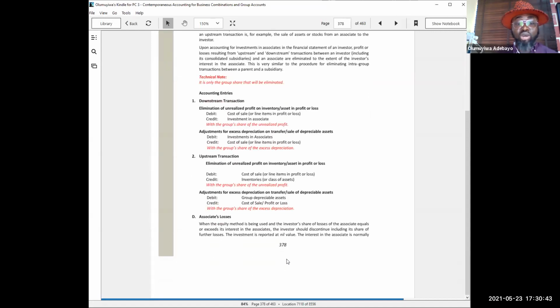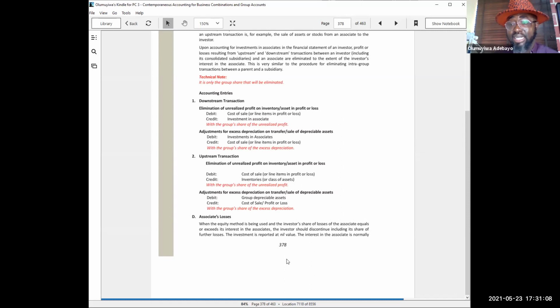Now, also on associate losses. When the equity method is being used, if an investor's share of losses of the associate equals or exceeds the interest in the associate, the investor should discontinue including his share of further losses. What we are trying to say is this: you can't have a negative value for an associate.